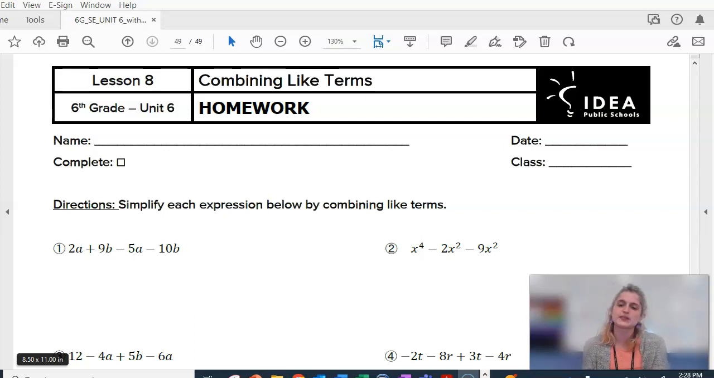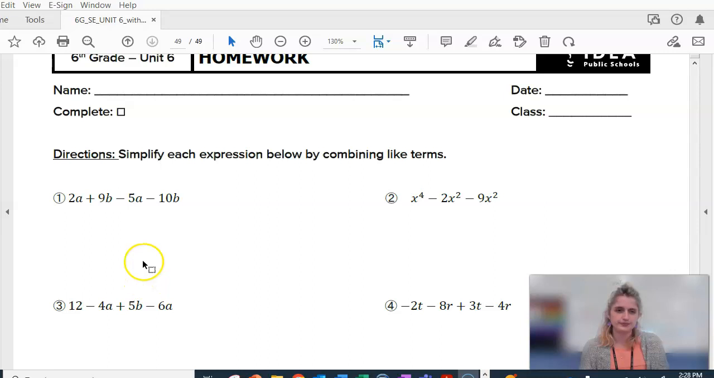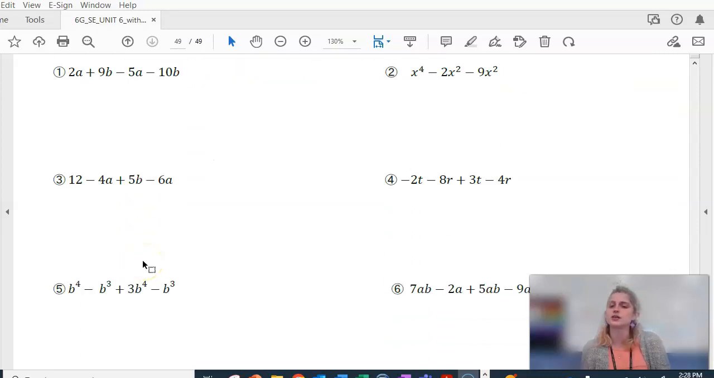Hey mathematicians, let's do our homework on combining like terms. Okay, so every expression we have here, we're going to need to combine at least a few like terms.